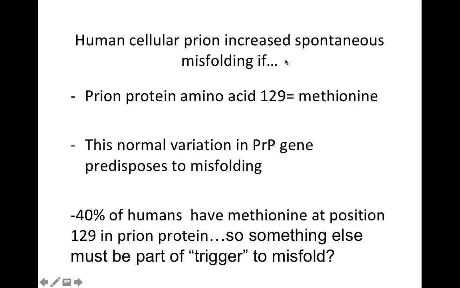So again, people are interested if there's genetic predisposition. So we said that it does seem like if you have this methionine at the amino acid position 129 in your normal cellular prion, it might increase your risk for misfolding, right? But almost half of us have that amino acid sequence, right? And not half of us, or 40% of us, go on to develop Creutzfeldt-Jacobs disease. So there must be some other trigger, and we just haven't figured it out.